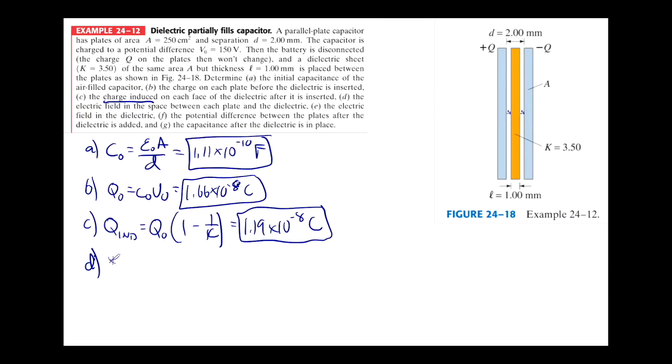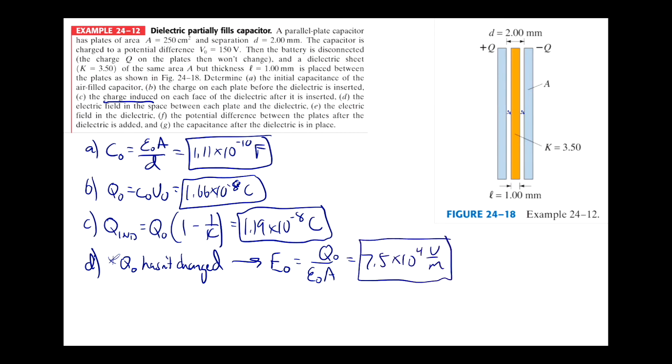So maybe we should make a little note here saying that Q naught hasn't changed, and it is creating E naught. So we could say that E naught is Q over epsilon naught A. Well, that's going to be Q naught. And we have all of those numbers, so that's 7.5 times 10 to the 4th volts per meter. The charge on the plates is still the same, so it's still creating the exact same electric field in that space where there is no dielectric.